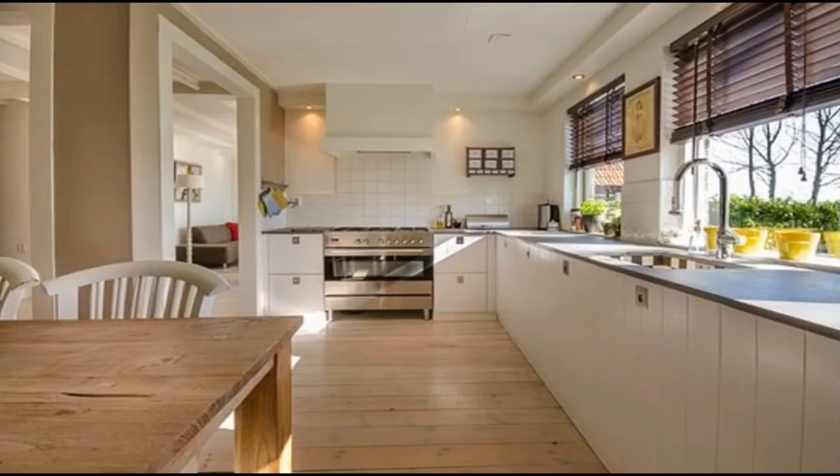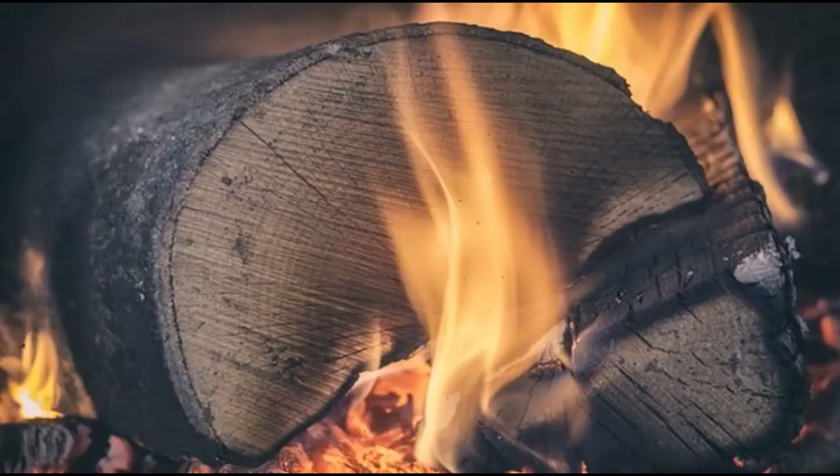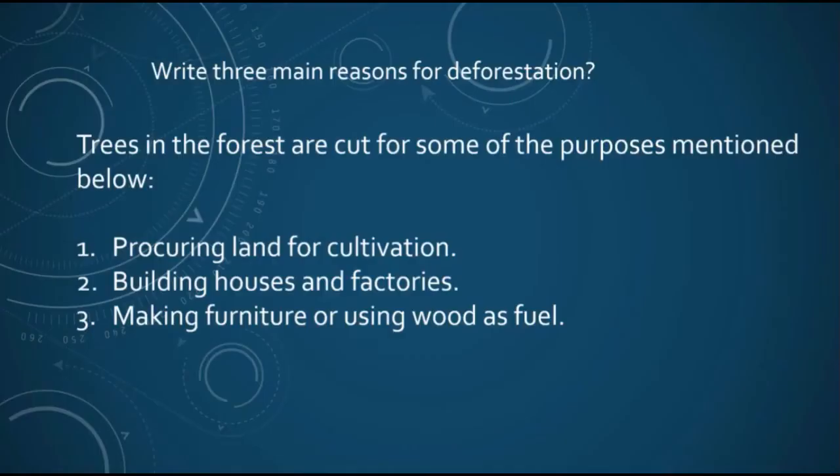Next, wood is used for furniture in the houses. Wood is used as a fuel. So, to conclude, the reasons for deforestation are procuring land for cultivation, building houses and factories, making furniture, or using wood as a fuel. These reasons are unavoidable.